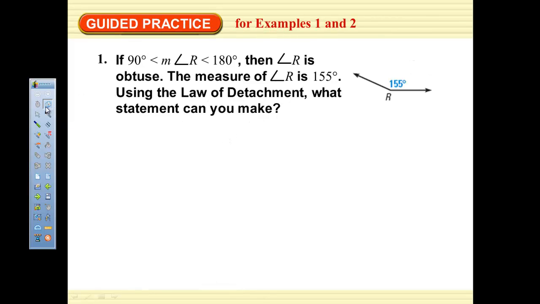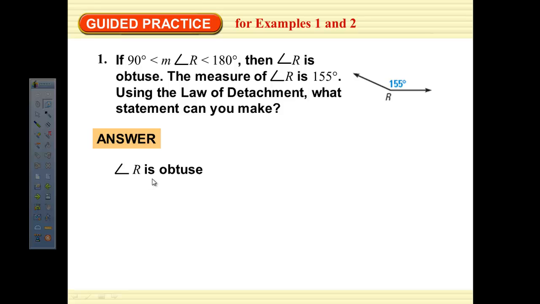Alright, now let's take a look here. And I'm going to go a bit quicker here. If R is in between 90 and 180, then R is obtuse. This is an example where the measure of angle R is 155, which is in between these two. So we have if this, then it's obtuse. The conclusion we can make, since this P is true, would be that R is obtuse.